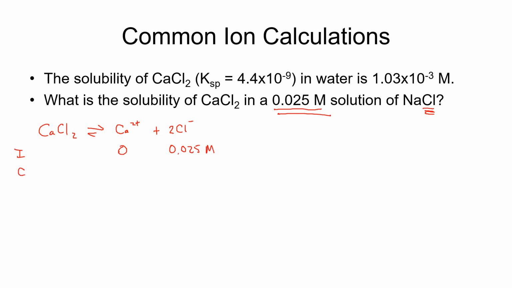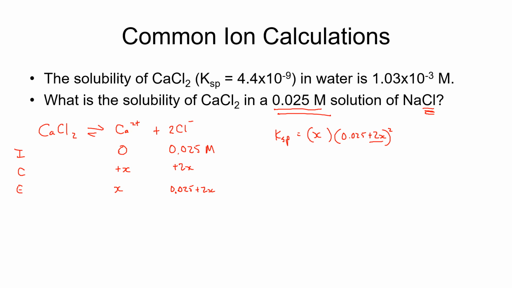And then the change, of course, will be the same as usual. You're going to gain some x there, and you're going to gain 2x here. And at equilibrium, you're going to end up with x, and you're going to end up with 0.025 plus 2x. And so in order to solve this, your Ksp is going to equal x times the 0.025 plus 2x, and that'll be squared. So that'll be a pain to solve, right?